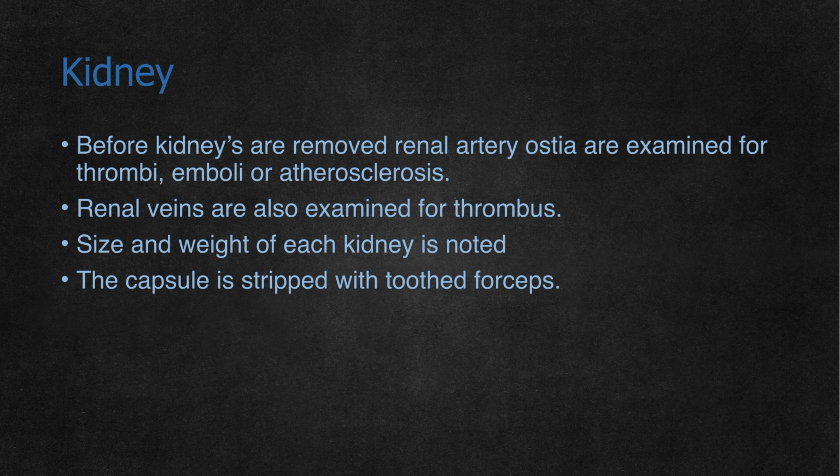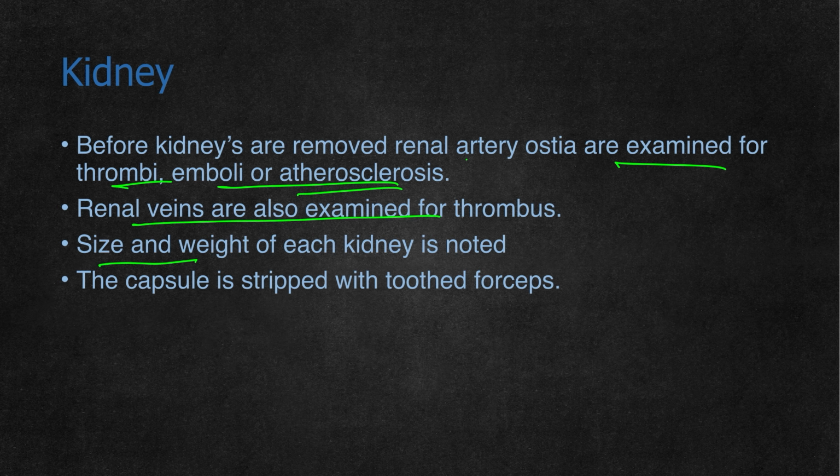Before the kidneys are examined, the renal artery ostia are examined for thrombi, emboli and atherosclerosis. So before dissection of the kidneys, the renal arteries and renal veins have to be examined for atherosclerosis, signs of emboli and any changes. The renal veins are also examined for thrombus.